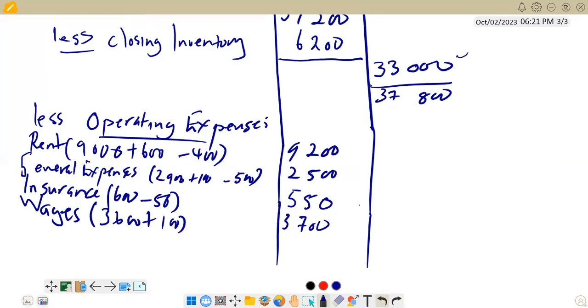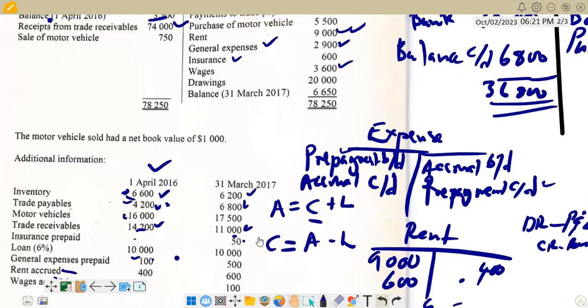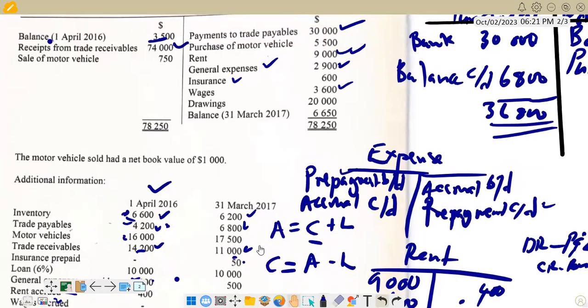Then we check again. We are still looking for those expenses. We check again. We don't have anything at the moment. Drawings is not an expense. We know that. Drawings, we adjust in the balance sheet or statement of financial position, where we subtract it, where it's going to reduce the capital. So we are not supposed to adjust it here.